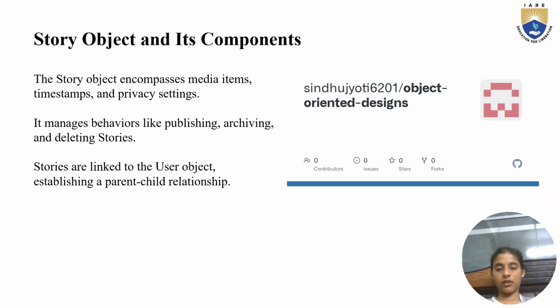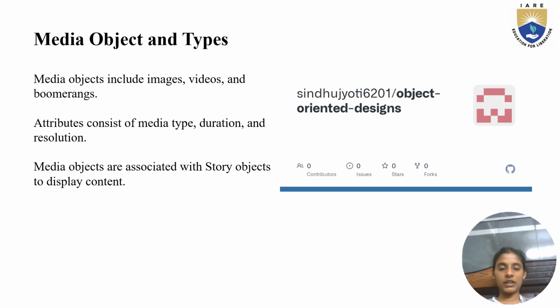Story object and its components. The story object encompasses media items, timestamps, and privacy settings. It manages behaviors like publishing, archiving, and deleting stories. Stories are linked to the user object, establishing a parent-child relationship. Media object and types. Media objects include images, videos, and boomerangs, and attributes consist of media type, duration, and resolution. Media objects are associated with story objects to display content.